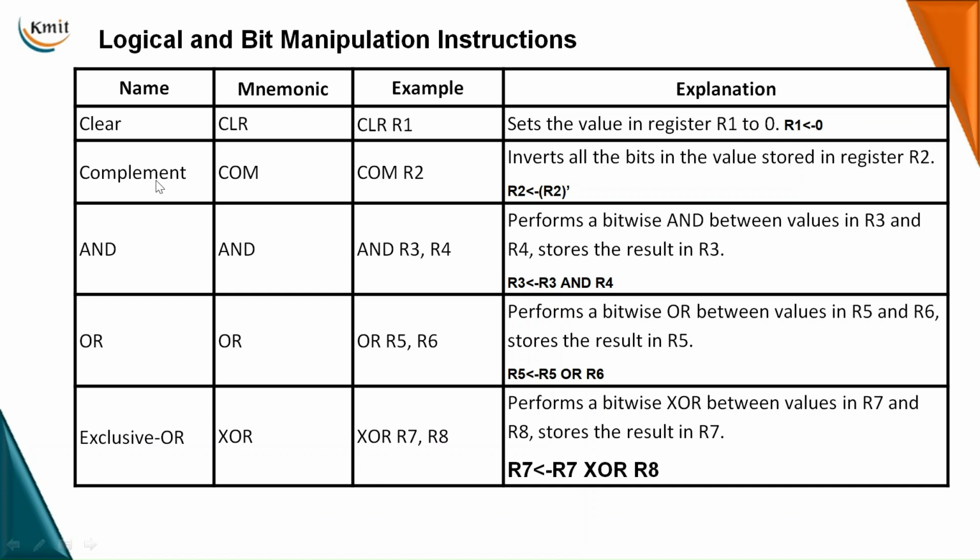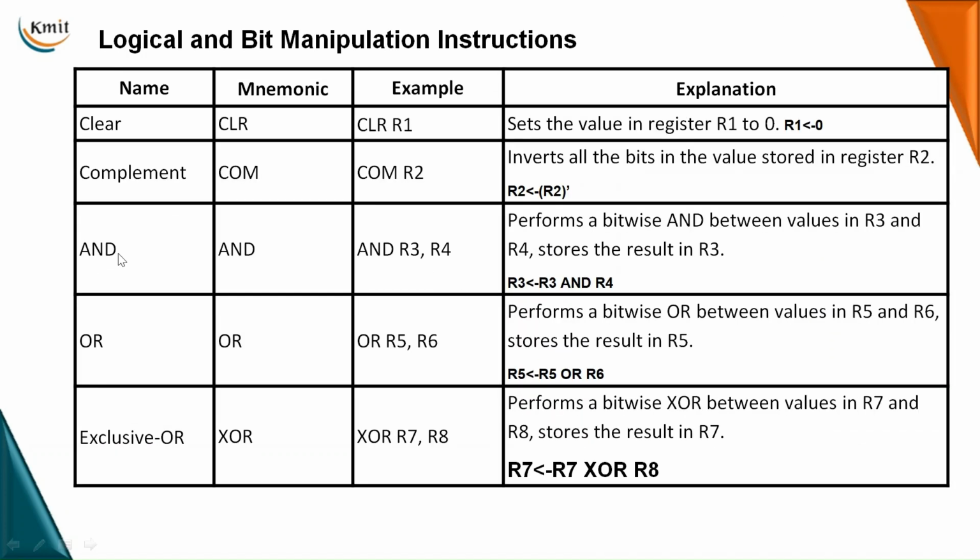Next is the complement instruction, represented by COM. COM R2 means that it inverts all the bits in the contents of the register. Which means if the contents of my register R2 are 0000, and I perform a complement operation, the zeros become ones. If there are ones in my register, they become zeros. Since in register R2 I have all zeros, if I perform a complement operation, the contents of register R2 become 1111. So that is called complement. That is represented as R2 complement, and the result is stored again into the R2 register.